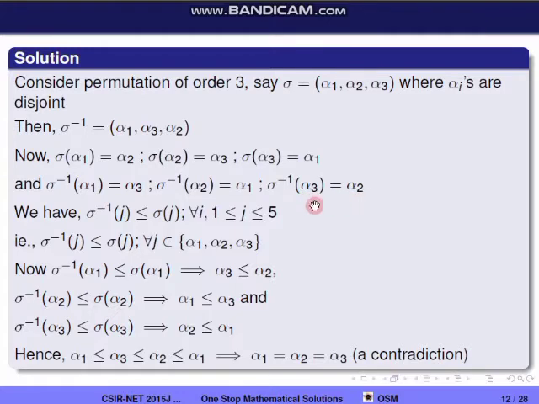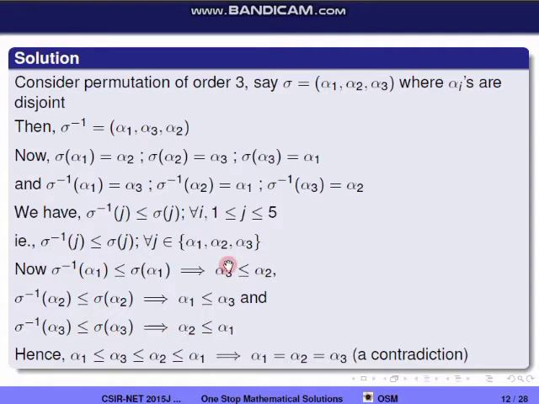So we have considered that this permutation belongs to our given set of permutations, so it satisfies this condition. So sigma inverse of alpha 1 is less than or equal to sigma of alpha 1. We already found the values of sigma inverse of alpha 1 and sigma of alpha 1. Substitute that, so we get alpha 3 less than or equal to alpha 2. Also, sigma inverse of alpha 2 is less than or equal to sigma of alpha 2, so this implies alpha 1 less than or equal to alpha 3. And sigma inverse of alpha 3 is less than or equal to sigma of alpha 3, so this implies alpha 2 is less than or equal to alpha 1.